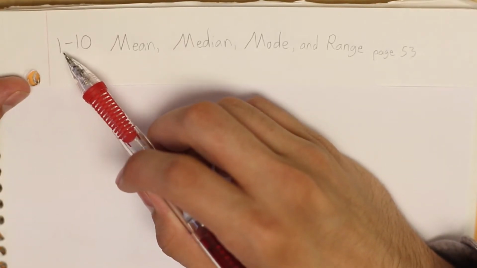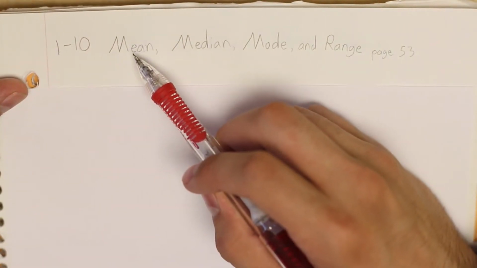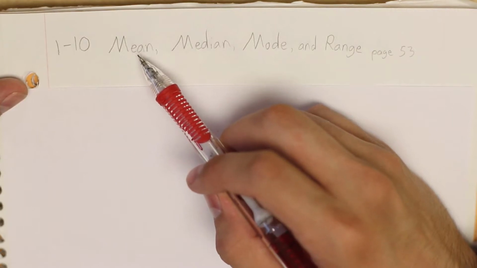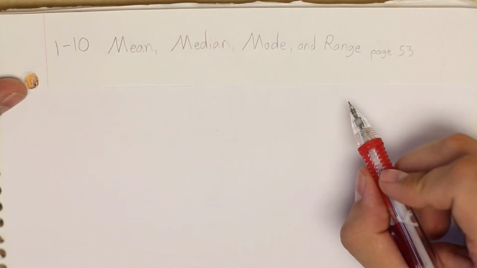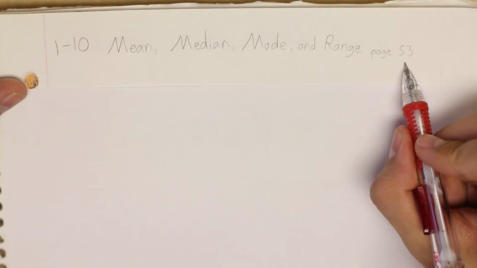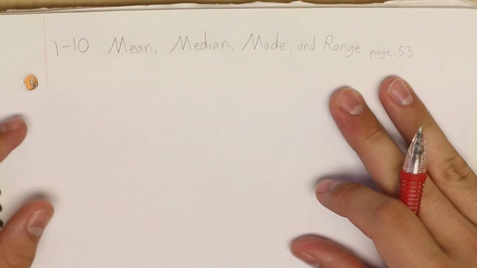You can find this in your textbook in section 110. Title, I've already told you, mean, median, mode and range. And that's found on page 53. Let's look at the first example.